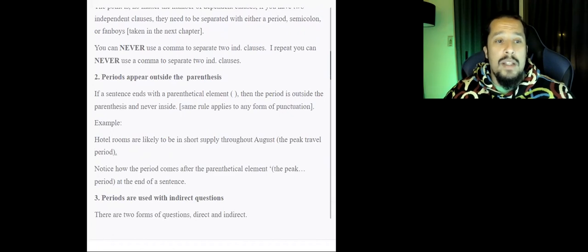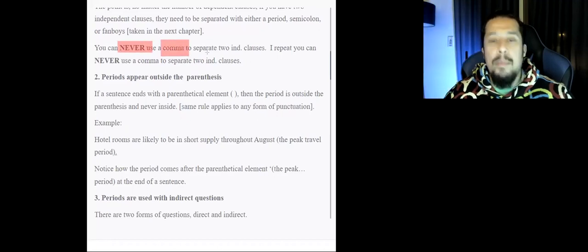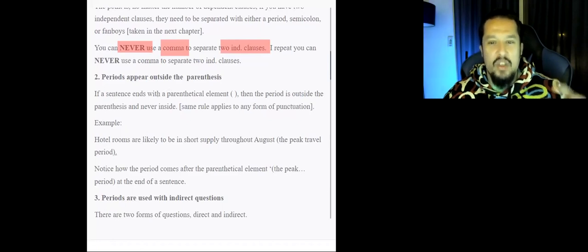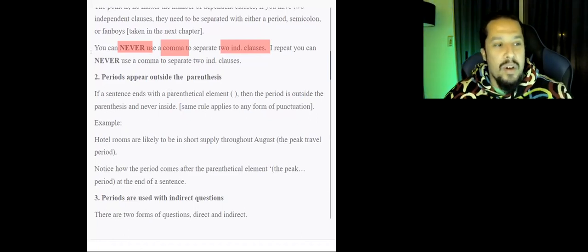We've said this many times, and I'll tell you every time you see my face: you can never use a comma between independent clauses. One more time, so we don't forget: you can never use a comma to separate two independent ideas.